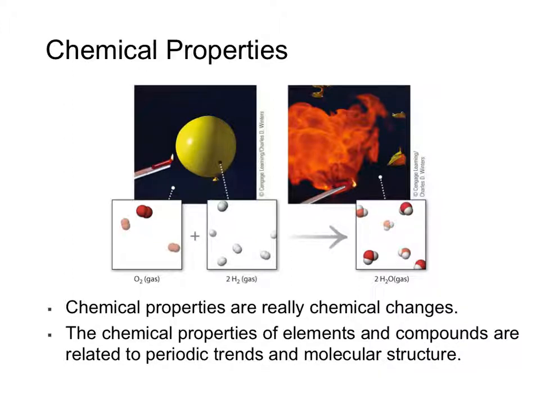Chemical properties of elements and compounds are related to something we call periodic trends and to molecular structure, which are two things we will be studying in detail later in the course.